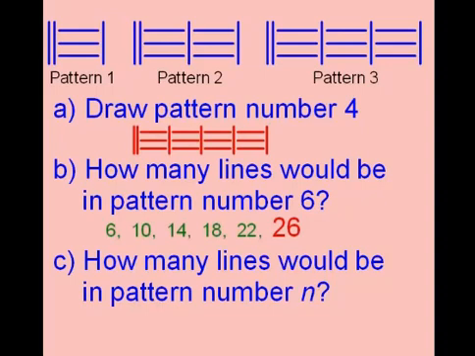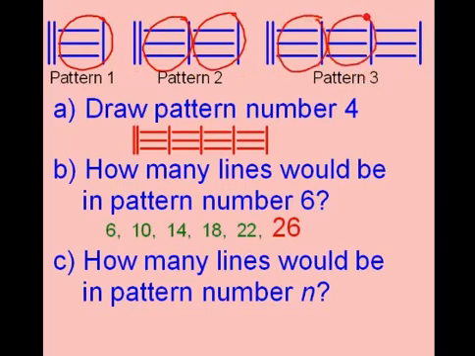For part C, I can see that in pattern 1, I've got 1 lot of 4 plus 2. In pattern 2, I've got 2 lots of 4 plus 2. In pattern 3, I've got 3 lots of 4 plus 2. So in pattern n, I would have n lots of 4 plus 2, and I write this as 4n plus 2.